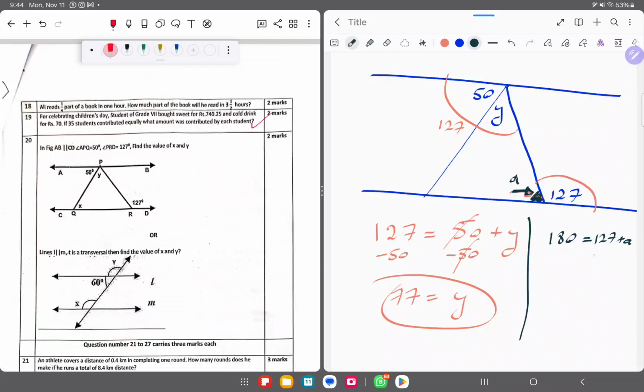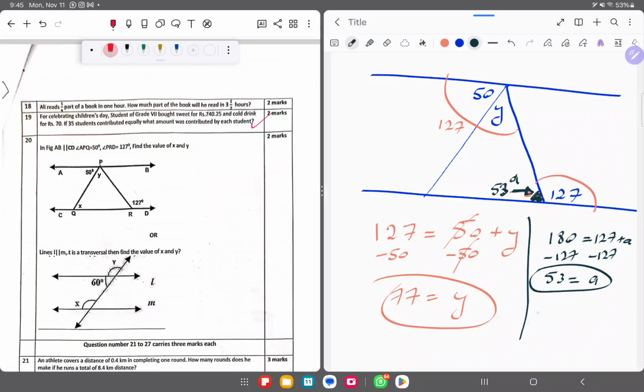So again with the very important step, just copy and paste. Minus 127, minus 127. Again, leave the variable alone. So 180 minus 127 is 53. No need to write the 0 or the plus. I'll just write a is equal to 53.